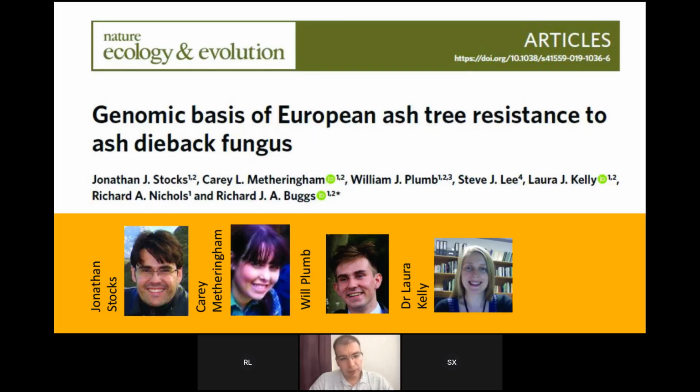So having published that paper with the genome, we then did a study on the genomic basis of European ash trees, European ash tree resistance to the ash dieback fungus. And you can just see some of the members of my group that were involved in this paper that was published in Nature Ecology and Evolution a couple of years ago.